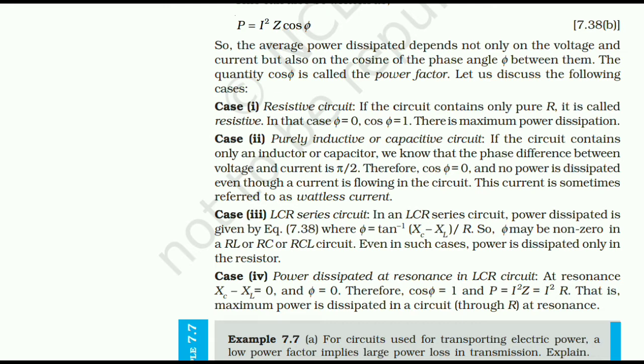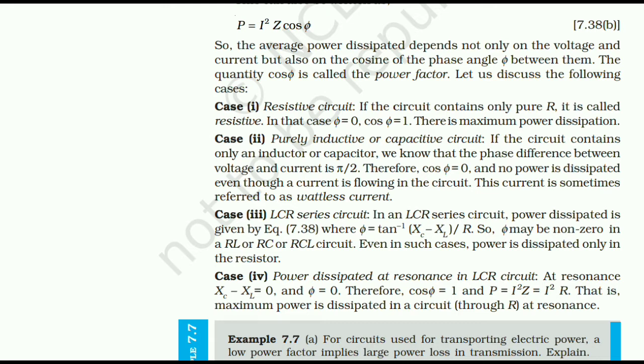Case 2. Purely inductive or capacitive circuit. If the circuit contains only an inductor or a capacitor, we know that the phase difference between the voltage and the current is π/2. Therefore, cos(π/2) is equal to 0. No power is dissipated even though current is flowing in the circuit. This current is sometimes referred to as wattless current.